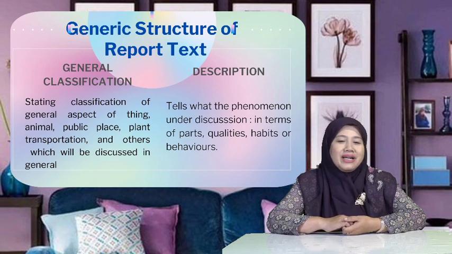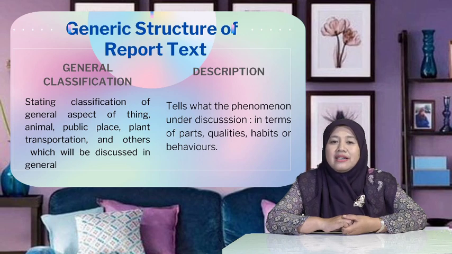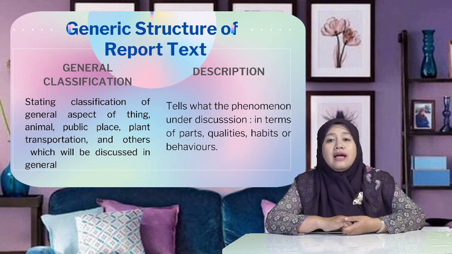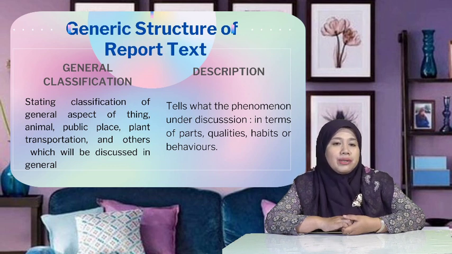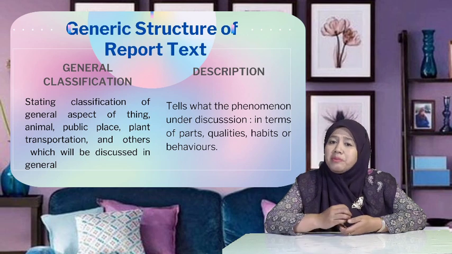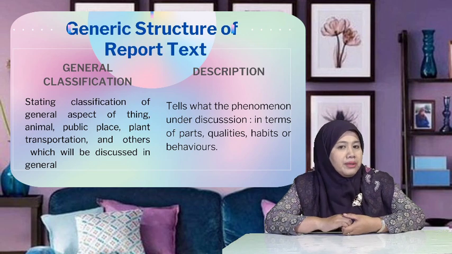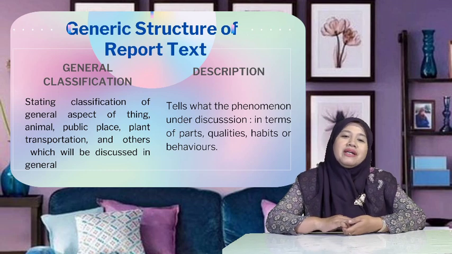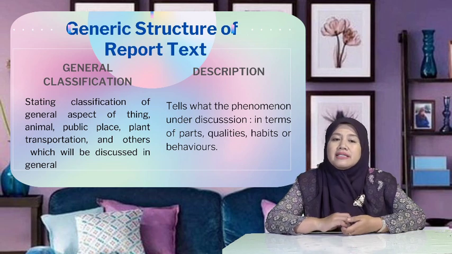Let's discuss it one by one. The first is general classification. That is starting classification of general aspects of things, animals, public places, plants, transportation, and others which will be discussed in general. General classification merupakan paragraf pertama yang menyatakan klasifikasi aspek umum dari sesuatu hal, seperti hewan, tempat umum, tanaman, transportasi, dan lain-lain yang akan dibahas secara umum.